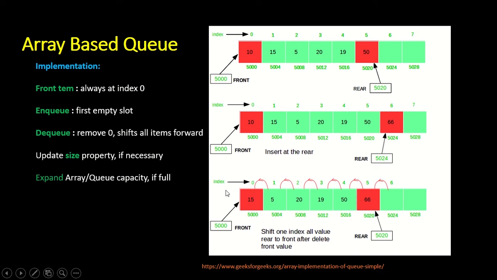And after you enqueue or dequeue, you update the size property. So if it was 1, 2, 3, 4, 5, 6, so it was 6. When you enqueue, you added 66. Now the size is 7. And when you dequeued 10, then the size will go back to 6. And so if your array or queue capacity is full, then you expand your array or queue.